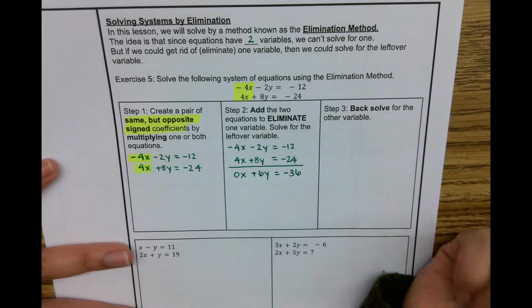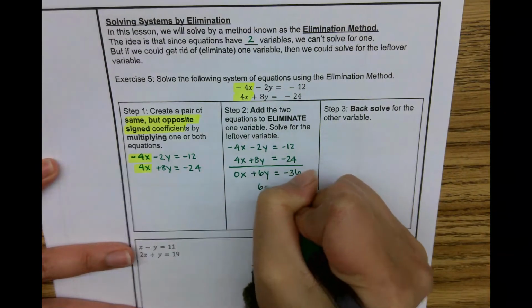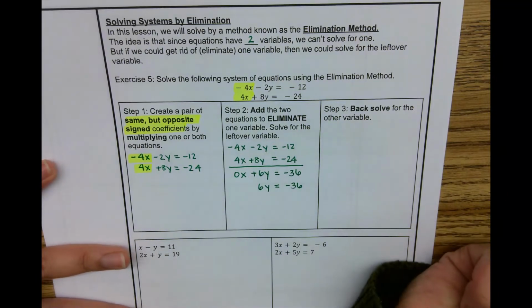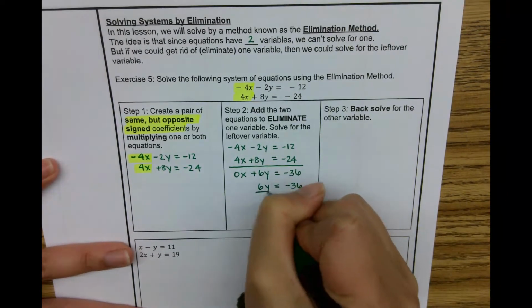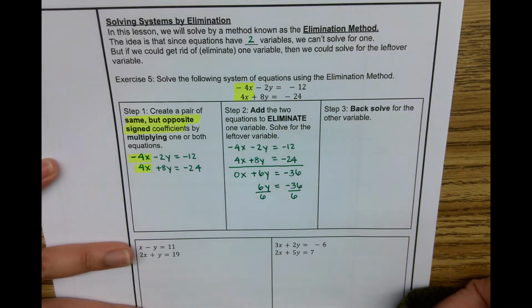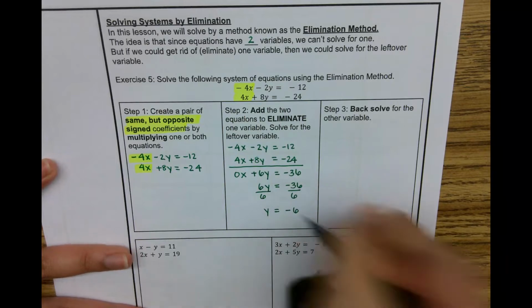Okay? When I do that, you can see that I have 0x now. So all I'm left with is 6y equals negative 36. Okay? Then easy to solve for y. All I have to do is get rid of that times 6 by dividing by 6. And I'm left with y equals negative 6.